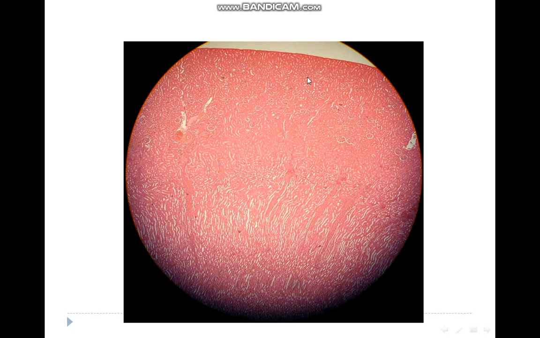The outer portion beneath the capsule, characterized by the presence of rounded structures, is called the cortex, due to the presence of renal corpuscles. The inner part, which is devoid of rounded structures and only contains long tubular structures, is called the medulla.